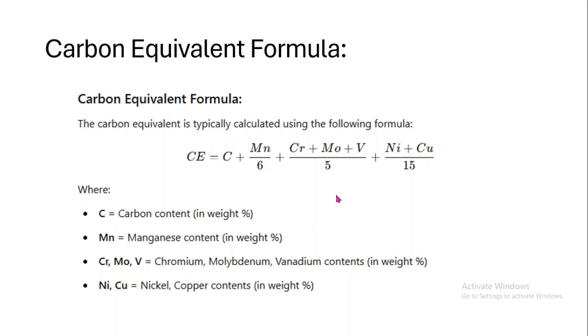You are seeing this formula. This is the carbon equivalent formula. CE equals C plus Mn divided by 6 plus Cr plus Mo plus V divided by 5 plus Ni plus Cu divided by 15. C for carbon, Mn for manganese, Cr for chromium, Mo for molybdenum, V for vanadium, Ni for nickel, Cu for copper. So you have to include all the values in percent, and you will get the carbon equivalent value. Based on the carbon equivalent value, you can guess the properties and their response during the welding.